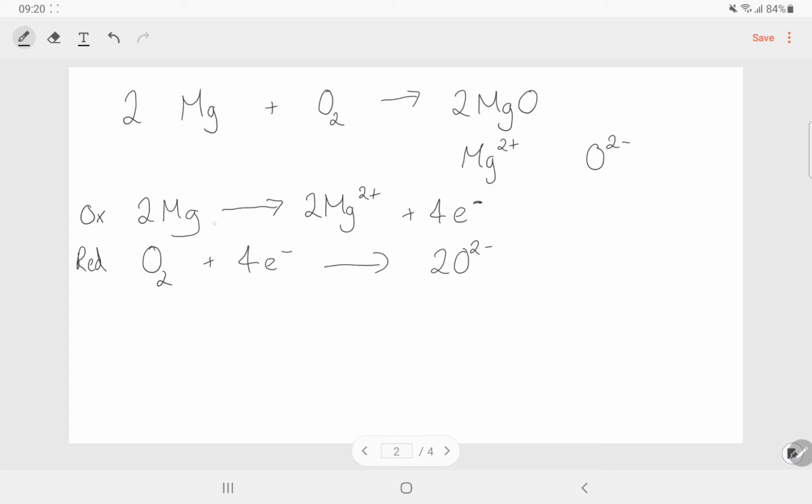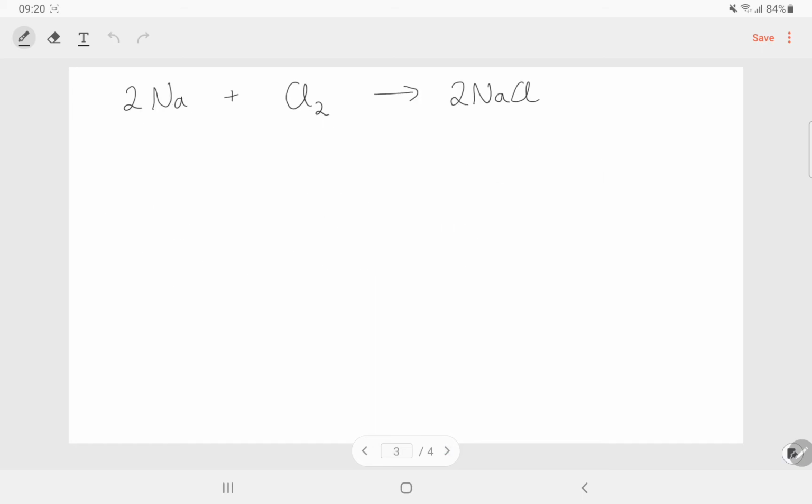So this is our oxidation equation, and this would be our reduction equation. In a similar way, you could do this for most reactions. If we have something that's not got oxygen in it, we can still work out where we are. Sodium plus chlorine makes sodium chloride. We know the sodium is going to be losing electrons, so we're going to have Na+, and we know the chlorine is gaining electrons, so we're going to have Cl-.